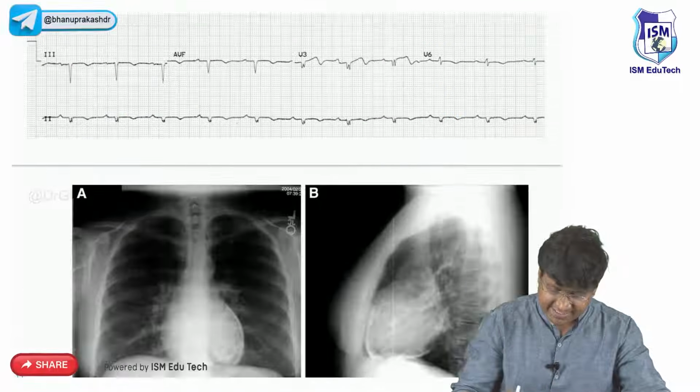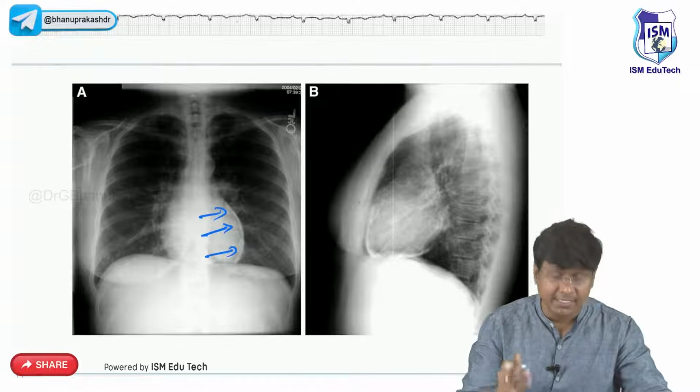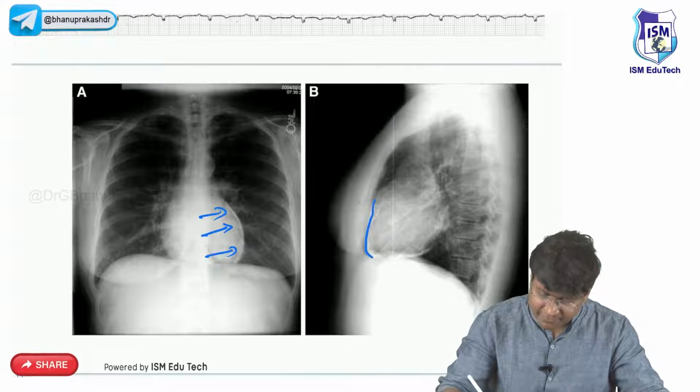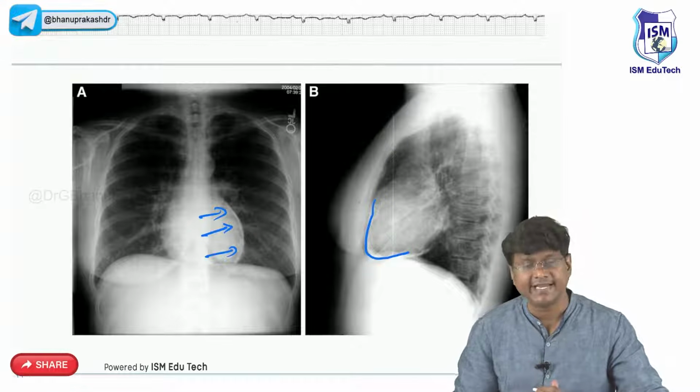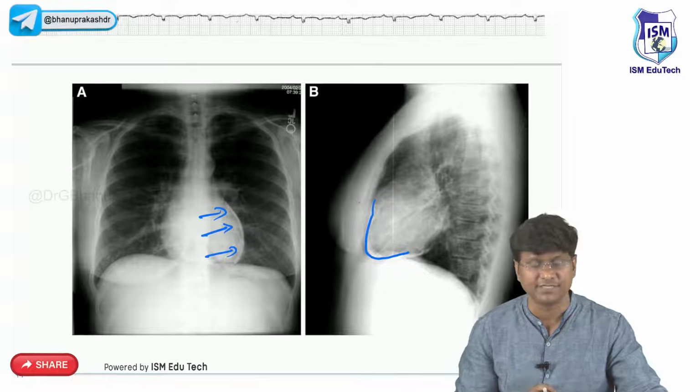Then, when you do a chest X-ray in patients with constrictive pericarditis, what you will notice is the calcified pericardium, but this calcified pericardium can be easily appreciated in the lateral view of the chest X-ray, right? Best appreciated in the lateral view of the chest X-ray.